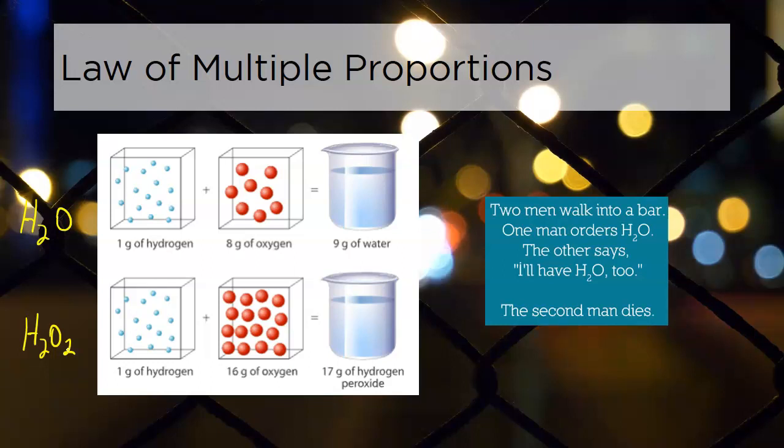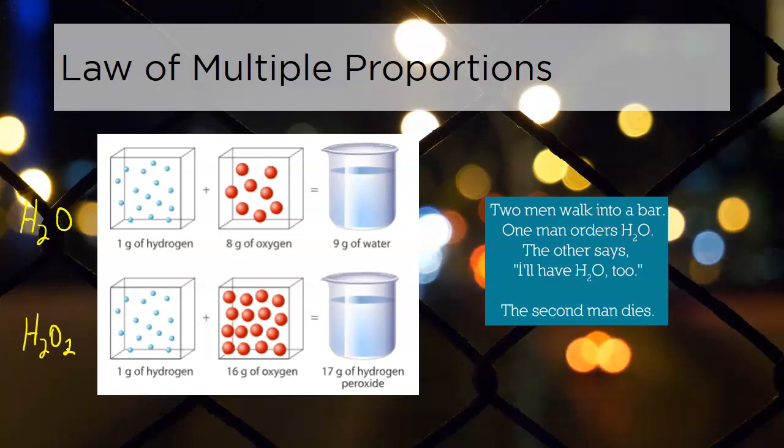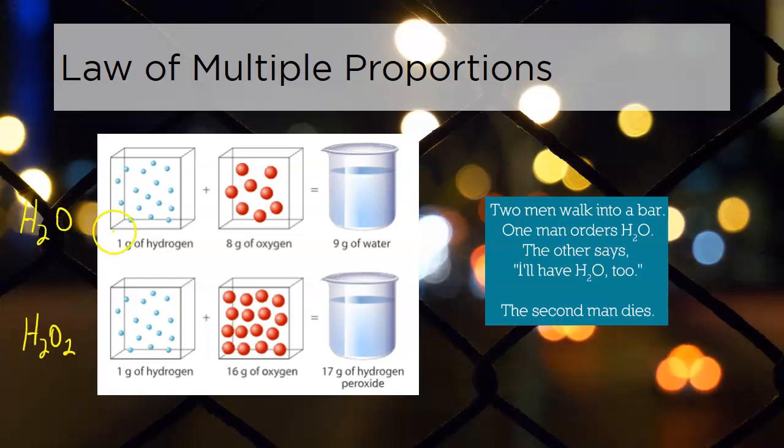What this law is telling me is I'm never going to see like 17 grams or 19 grams. It's always going to be a whole number ratio between the grams of oxygen in each compound. Does that make sense there?